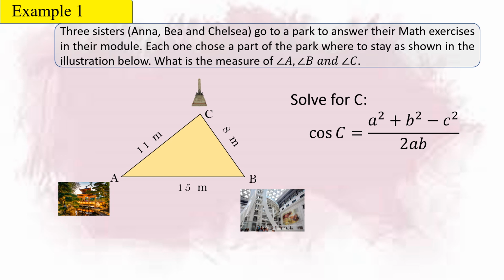So we have here the example number 1. Three sisters, Anna, Bea, and Chelsea, go to a park to answer their math exercises in their module. Each one chose a part of the park where to stay as shown in the illustration below. What is the measure of angle A, angle B, and then angle C?